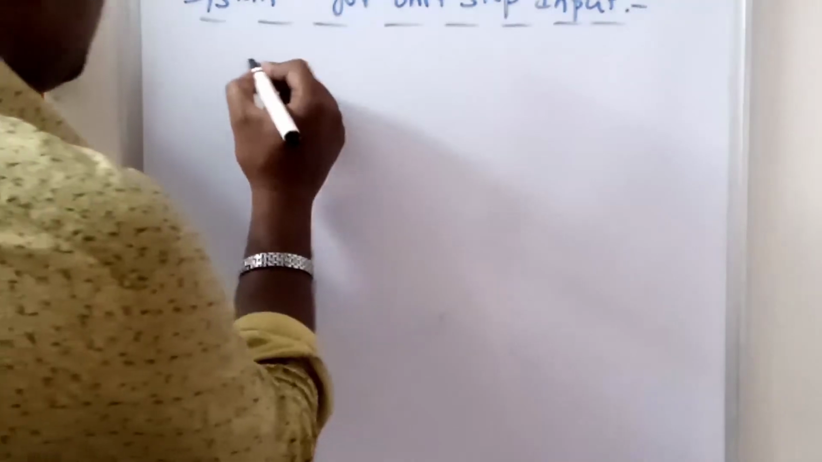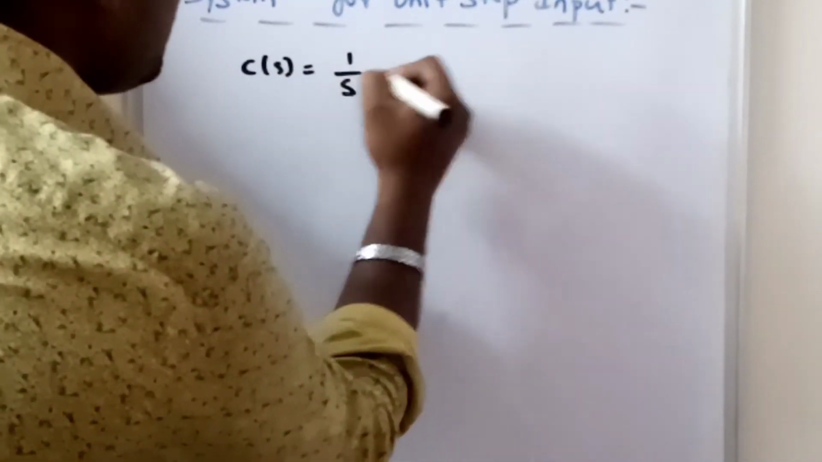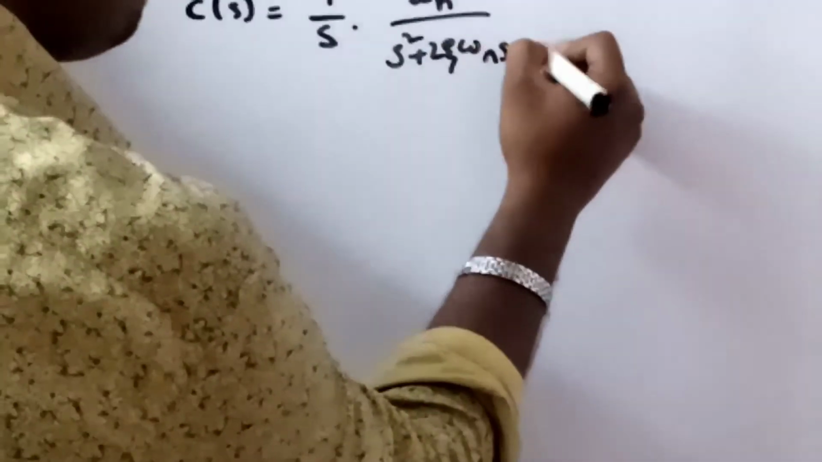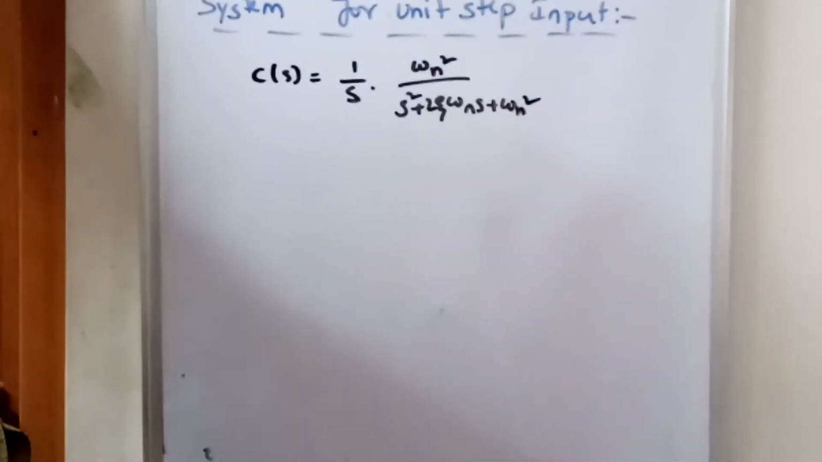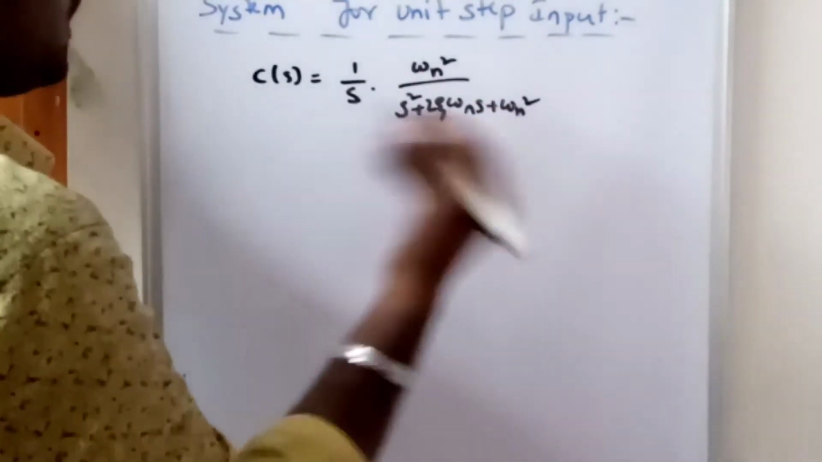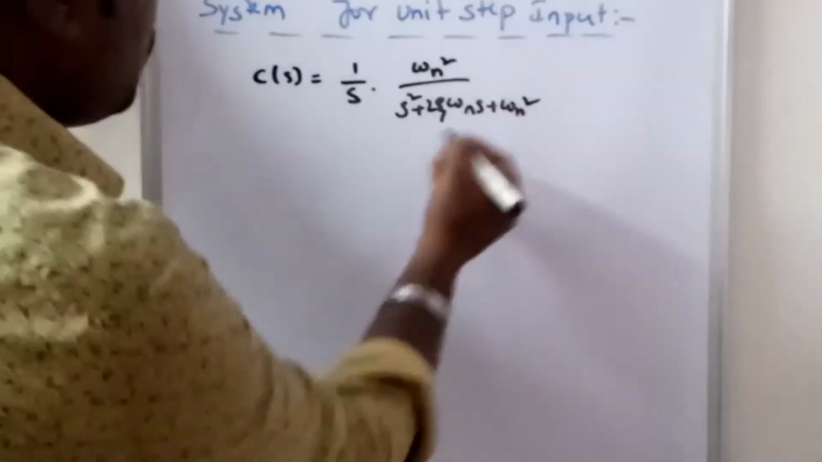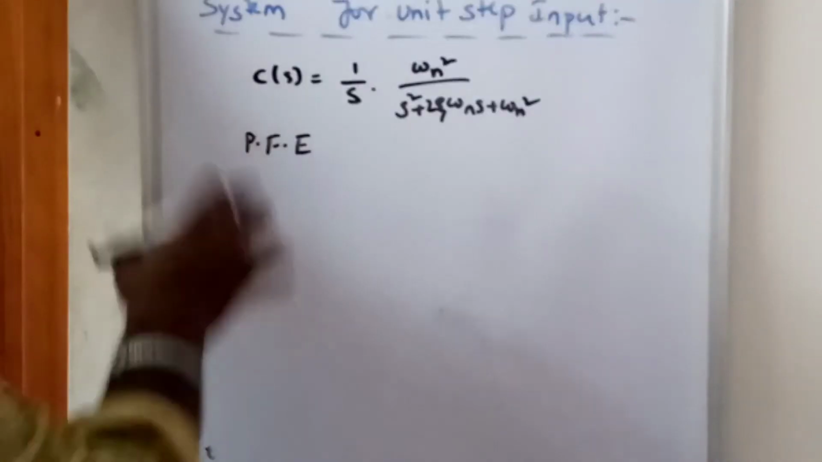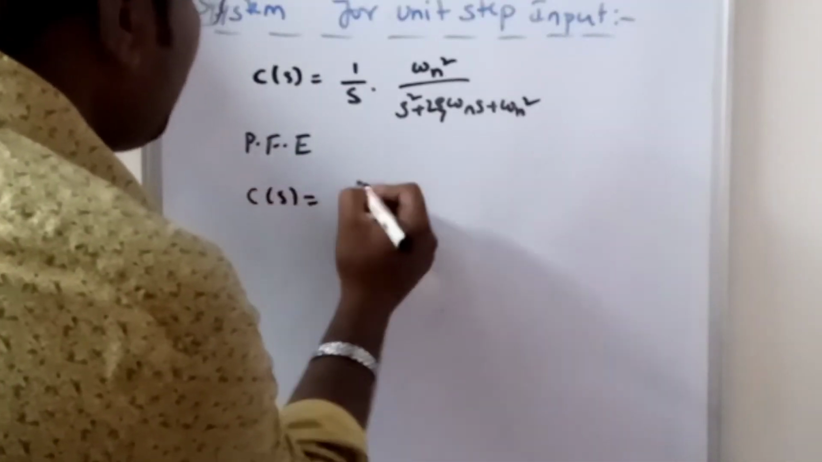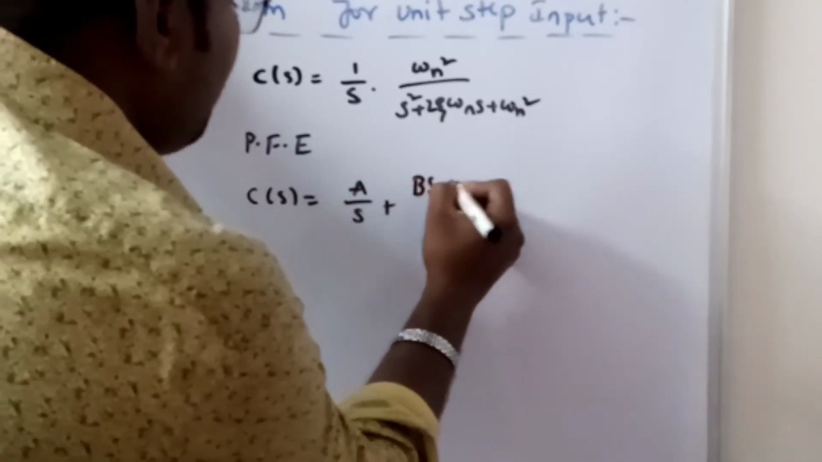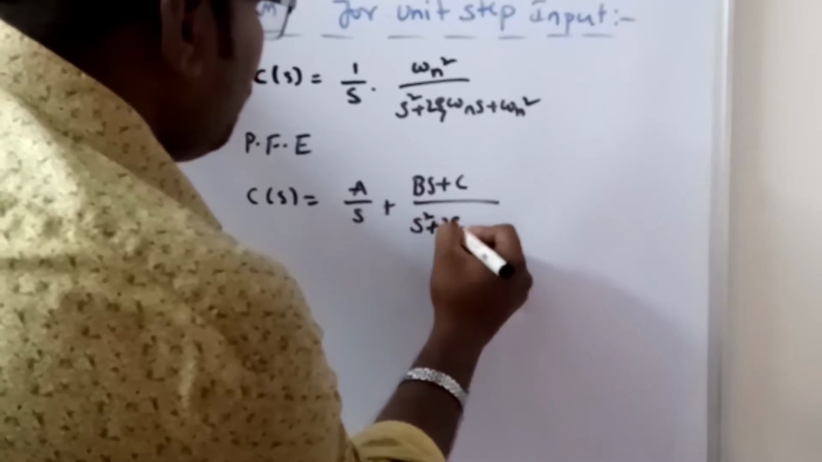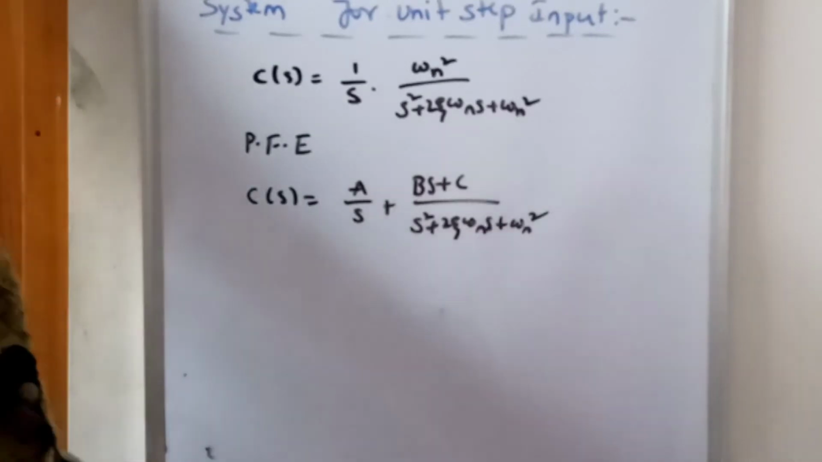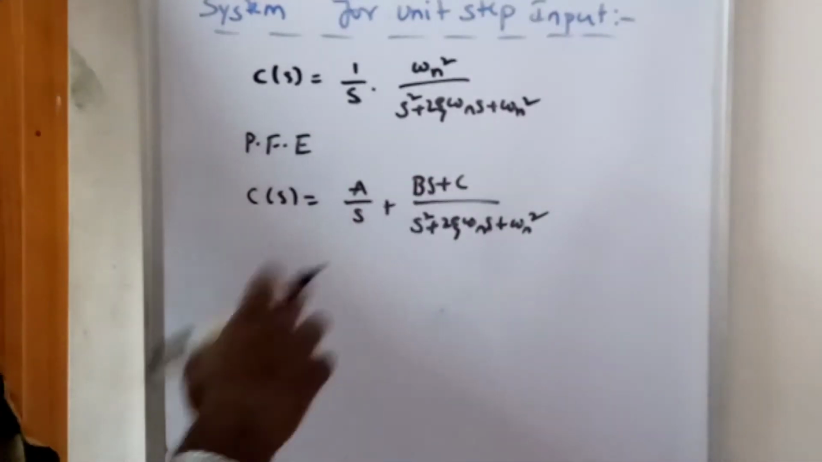Now the response is C of s is equal to 1 by s into omega n square by s square plus 2 zeta omega n s plus omega n square. We also have the roots here, as we discussed earlier. Now we apply partial fraction expansion to this term. C of s is equal to a by s plus bs plus c by s square plus 2 zeta omega n s plus omega n square, because it is a quadratic. Now we find the a, b and c values.